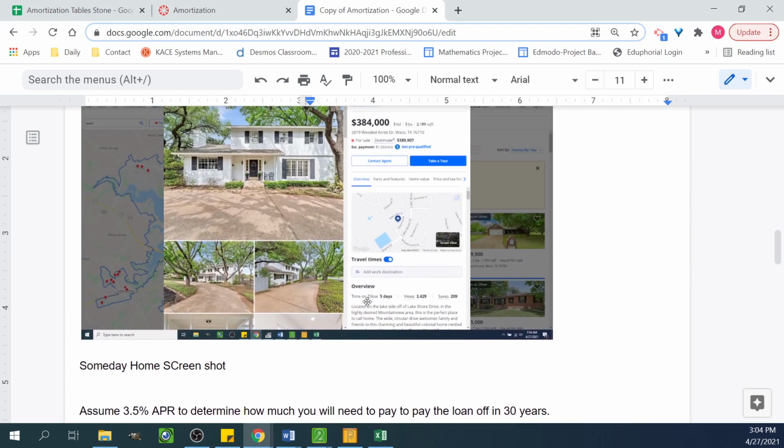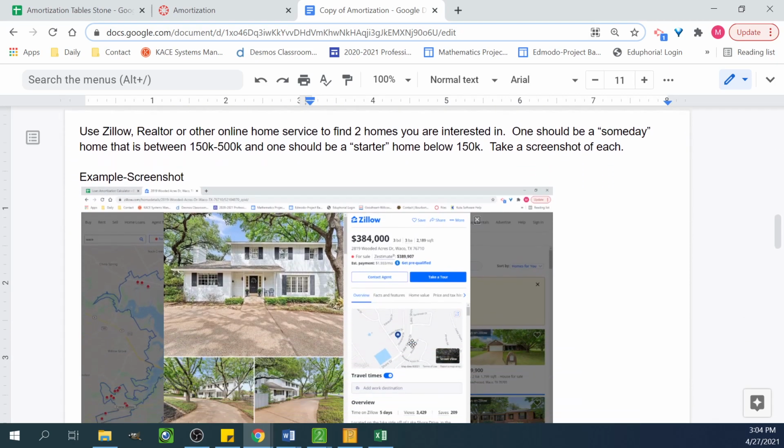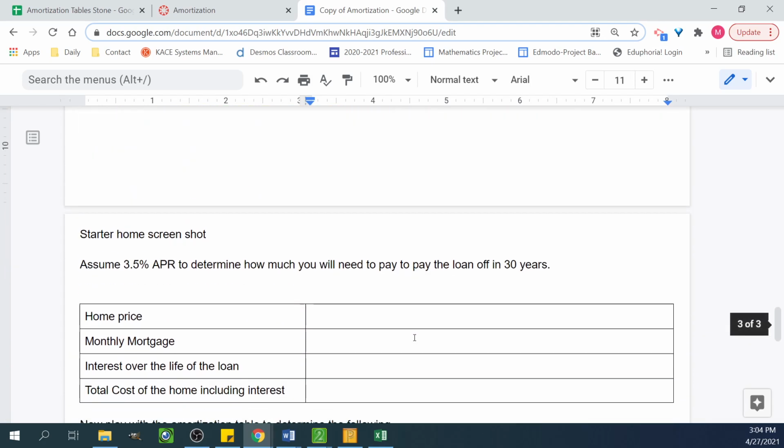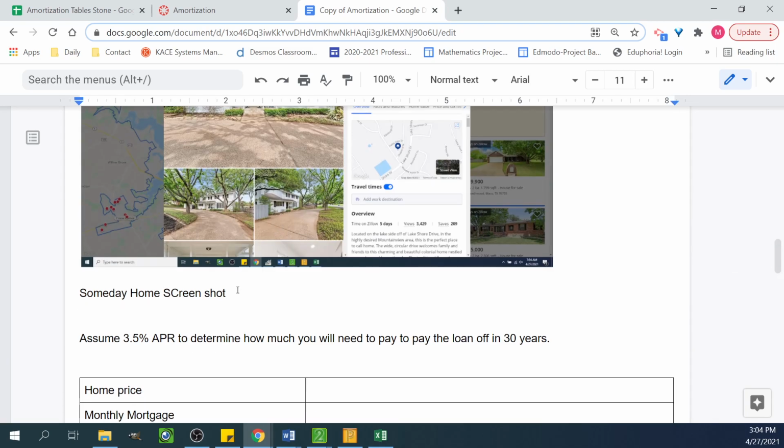Do we need to put a picture of where we found the house? Yeah, I want a picture like this. Screenshot. Okay. And where do we put it? Like all the way at the bottom? Well, look, for the screenshot you just paste it right here. Oh, okay.